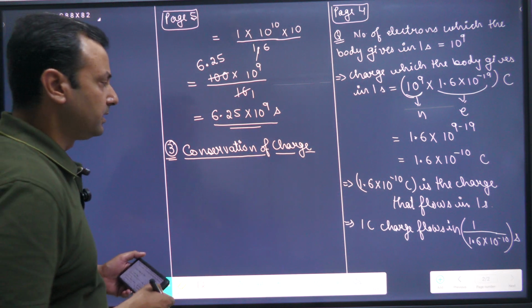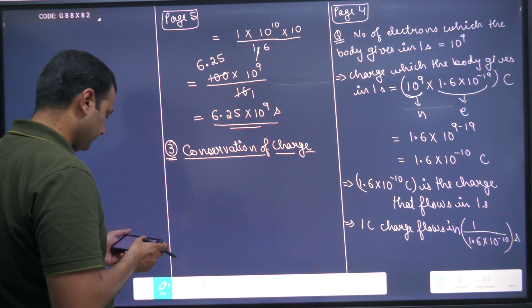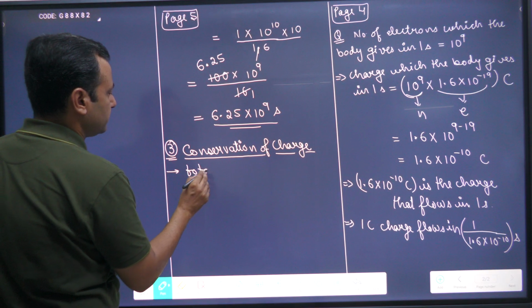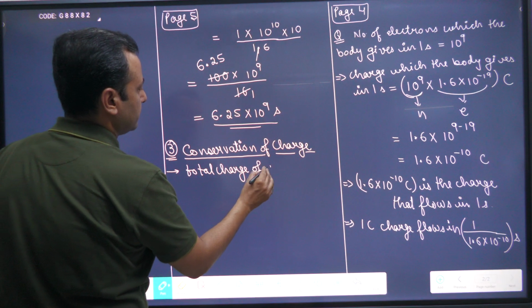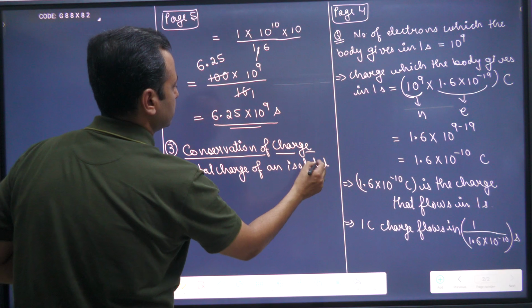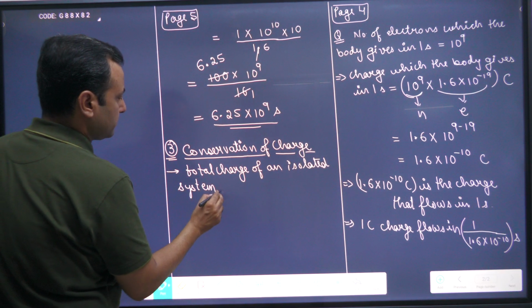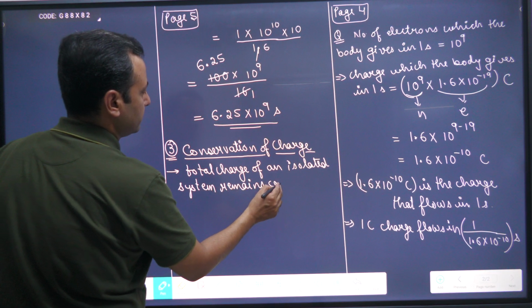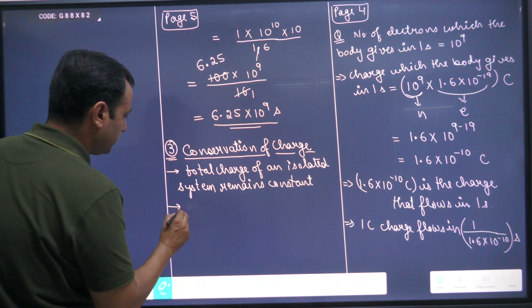Next topic is electric charge versus mass. So conservation of charge means the total charge of an isolated system remains constant.